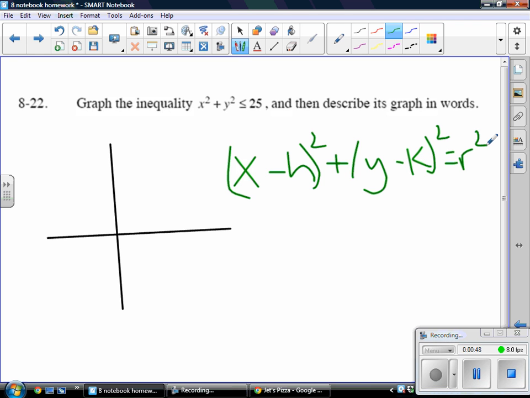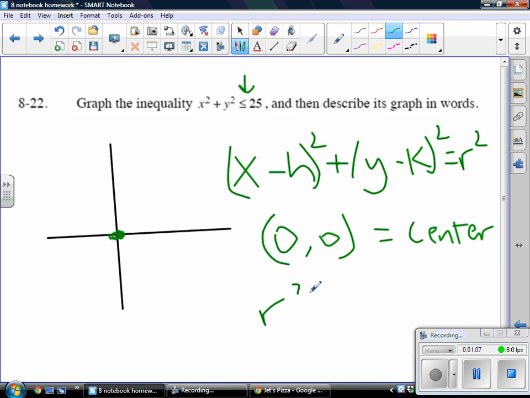In this case, my h and k are both 0, so that means the center of the circle is at 0, 0. Even though the symbol is not an equal sign, we're going to treat it like a circle. So my radius squared equals 25, so my radius is going to be 5 all the way around. So negative 5, positive 5, positive 5, negative 5.